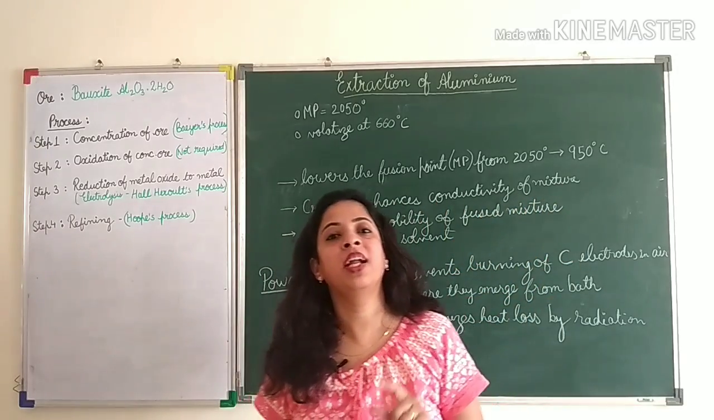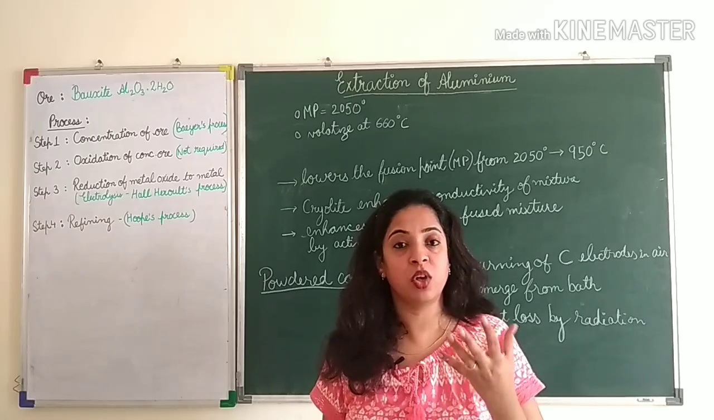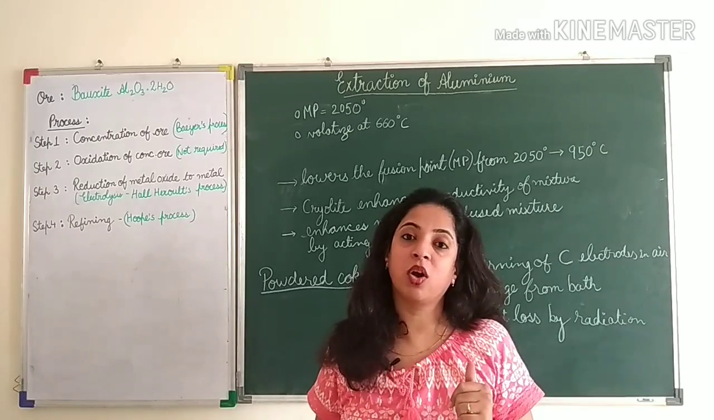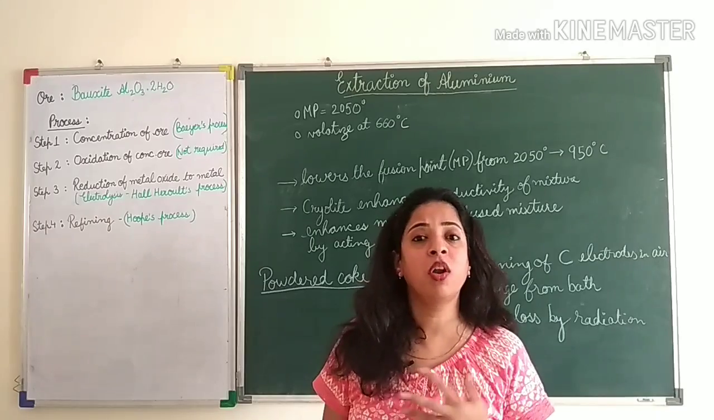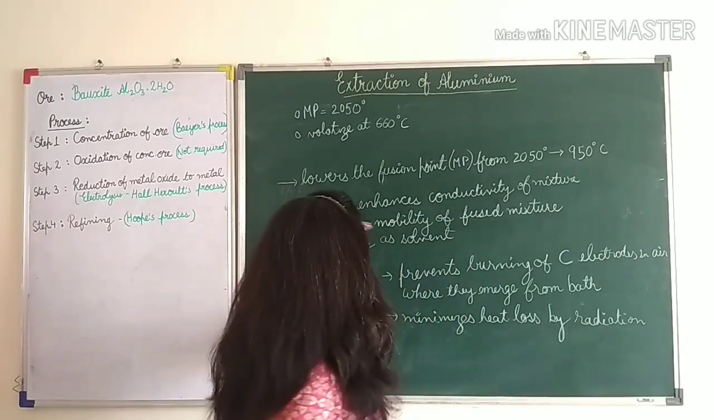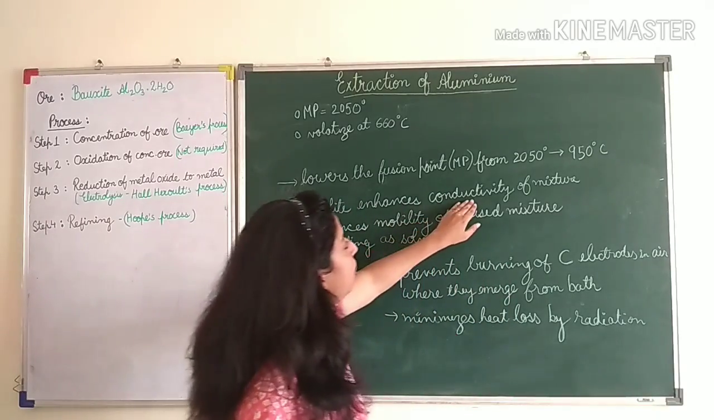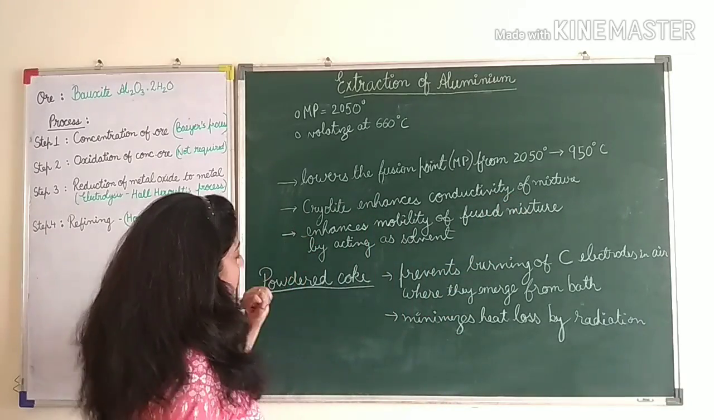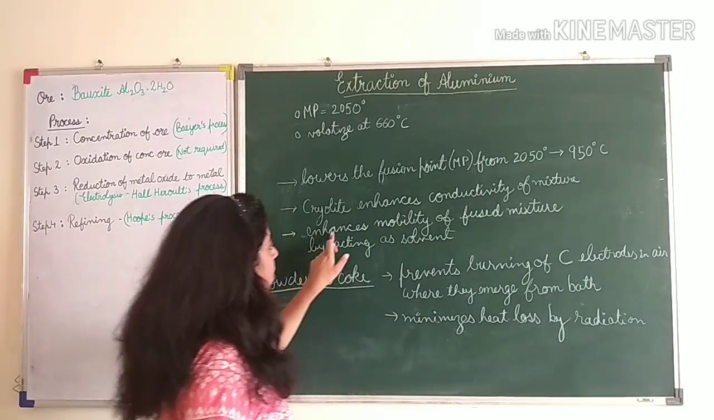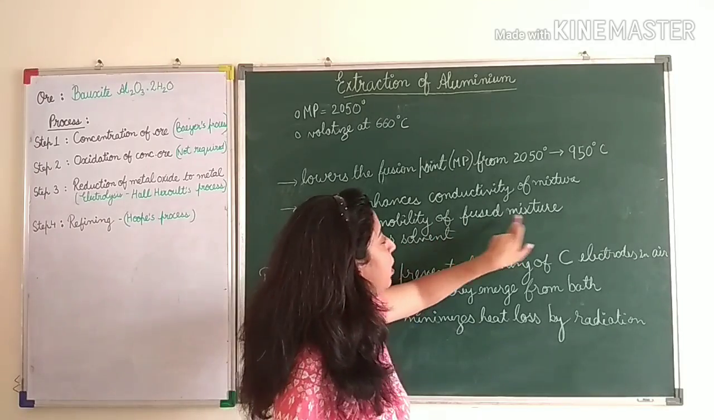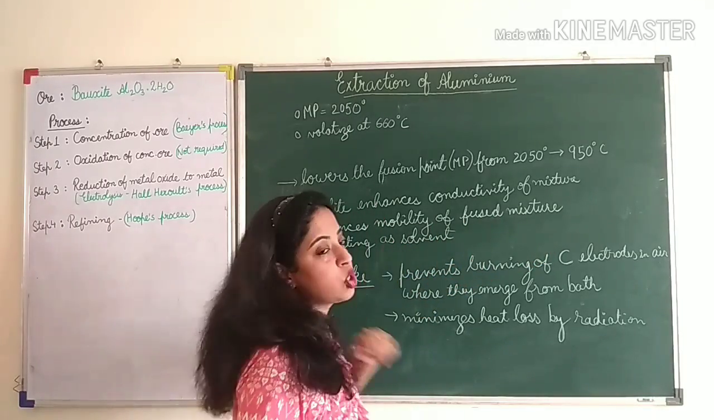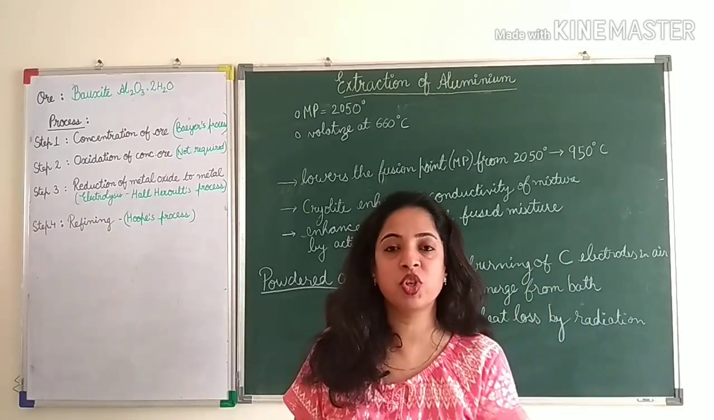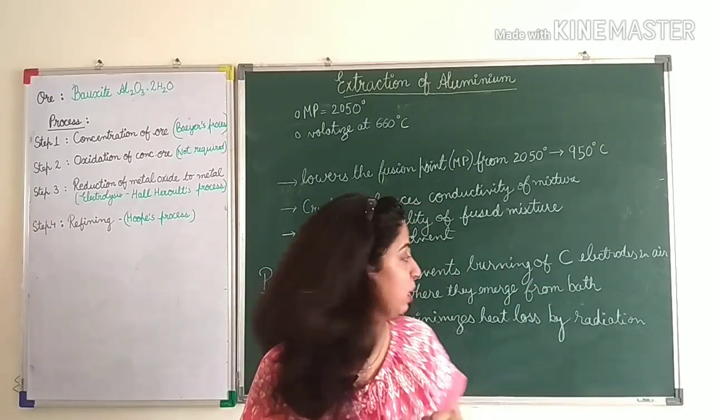You should remember that aluminium oxide, Al2O3, is a very poor conductor of electricity, or we can say it is a non-conductor of electricity. So the addition of cryolite helps. Then again, cryolite and fluorspar enhance the mobility of the fused mixture by acting as a solvent. They act as a solvent and the motion of the ions becomes very easy.